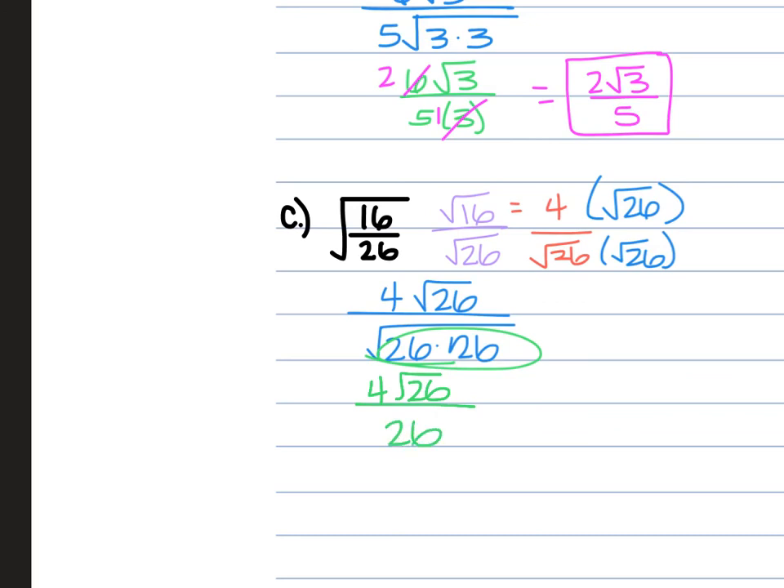Now that 4 and that 26 have a like term, which is 2. So the 4 is going to turn into a 2. The 26 turns into a 13. So this is 2 square root 26 all over 13.